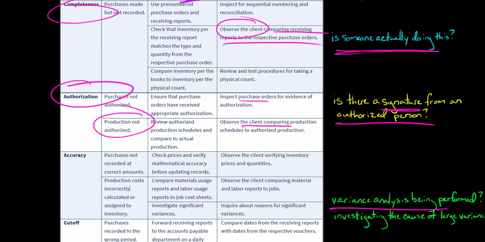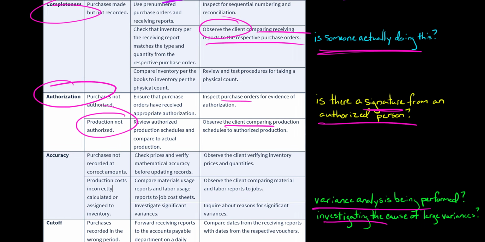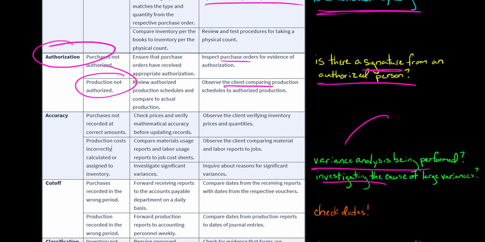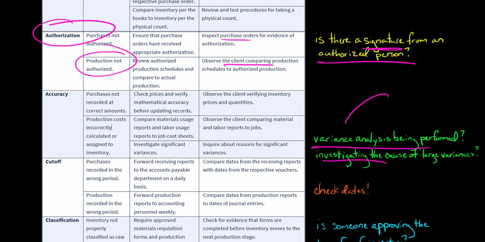And then on top of that, look, anyone could just go and calculate a bunch of price and quantity variances. Is management actually investigating the cause of any large variances? So if we have a significant variance, are they going and looking into it? Because remember, a variance is just a red flag that says, hey, there's a potential problem here. Why don't you go check this out? If nobody ever checks it out, it doesn't matter that they calculated any variances. Okay, so the auditor needs to go and get some kind of evidence, and that's where we get into inquiry.